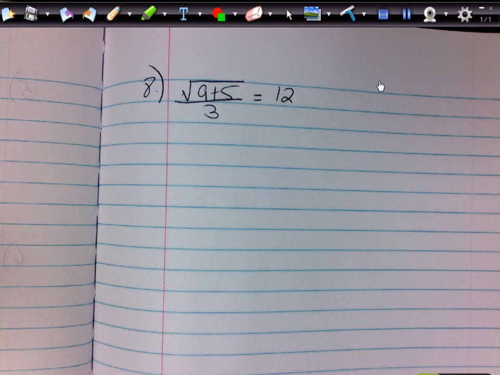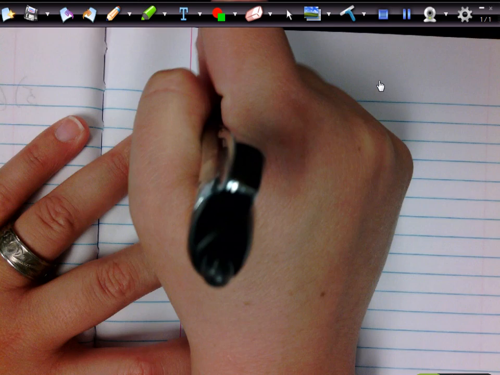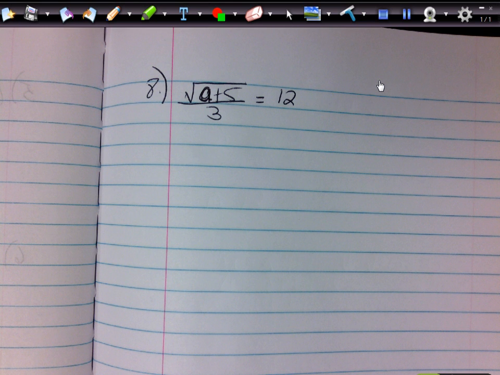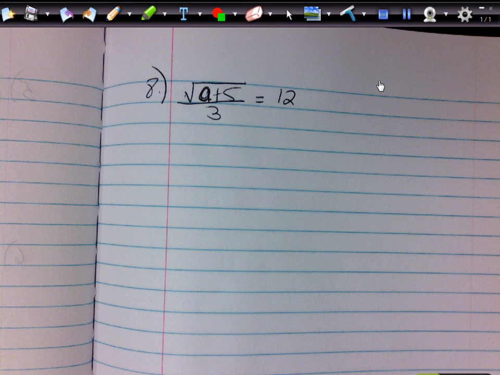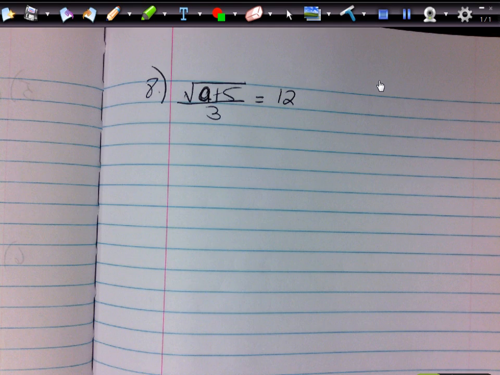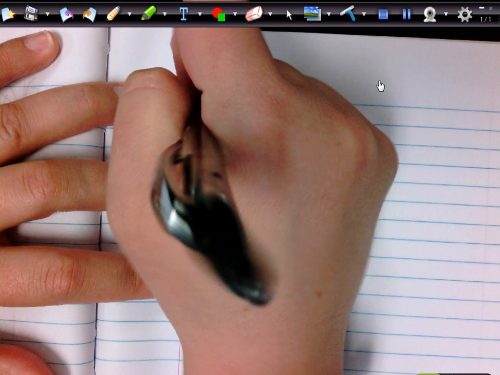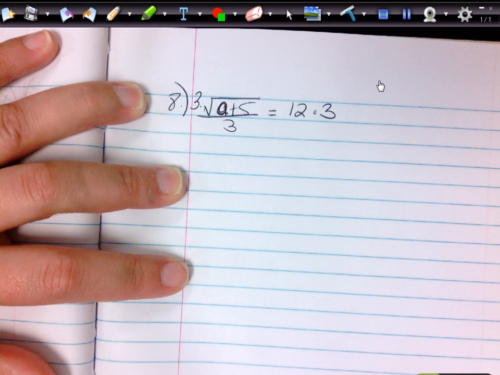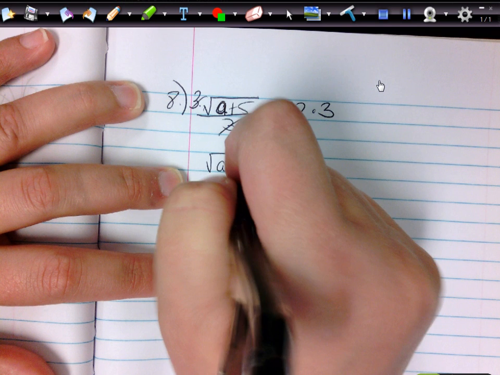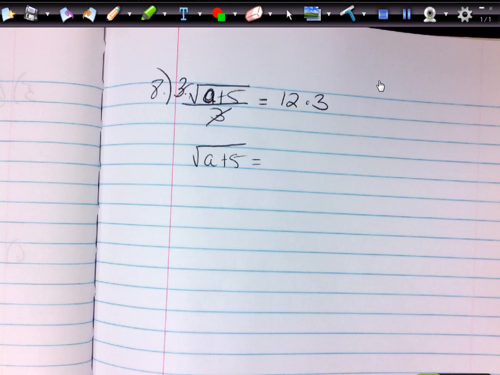Alright, number 8 says the square root of a plus 5. Be careful, that's an A, not a 9. I know it looks kind of like a 9. It's actually an A. Square root of a plus 5 all over 3 equals 12. And again here I have to get the radical sign by itself, and since the entire radical is being divided by 3, I need to move that 3. So since it's being divided, the opposite of dividing by 3 is to multiply both sides by 3. So multiplying by 3 cancels, and I'm left with the square root of a plus 5 equals 12 times 3 is 36.